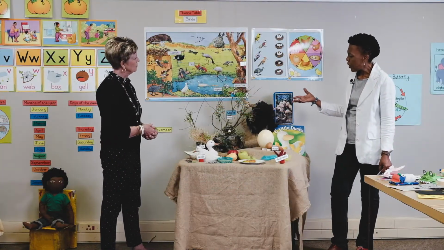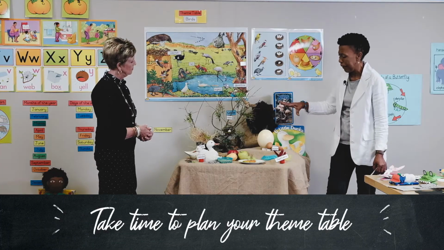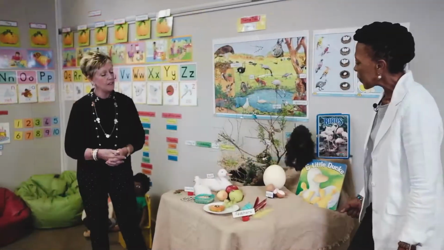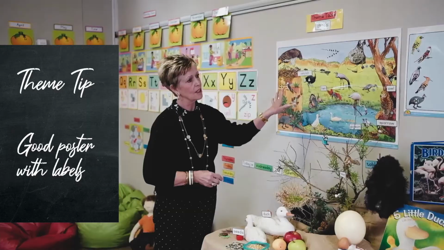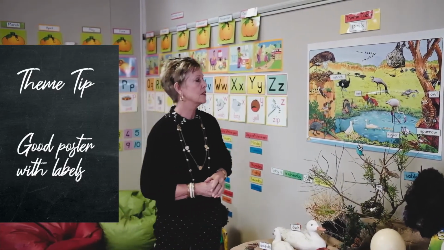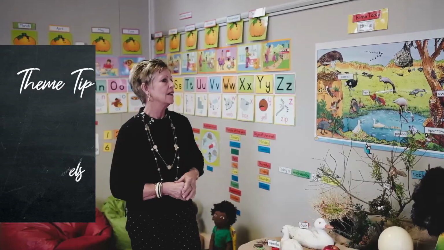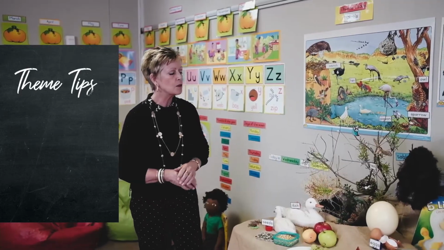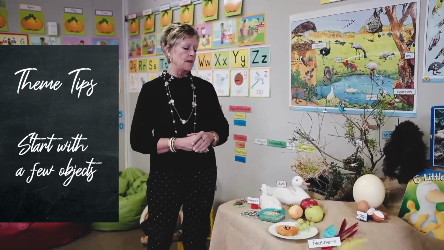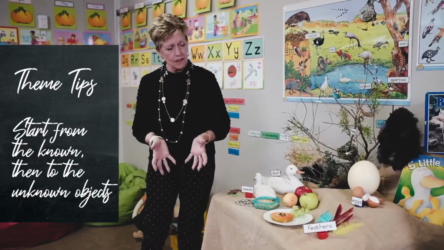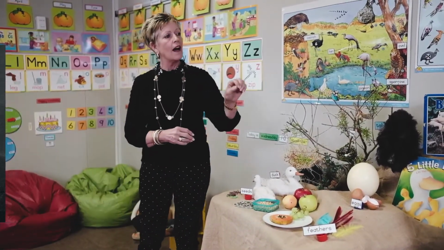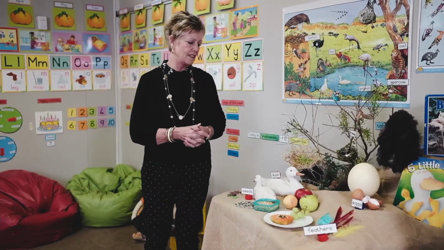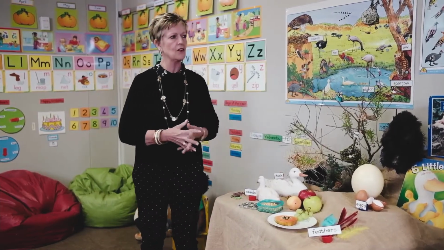I just want to know, I see that the planning here is brilliant. Please tell us how you went about the planning. In the first place, you have to have a good poster with labels for the children to relate to the topic and all the objects that are displayed on the table. We only start with a few objects on the table. We start from the known going to the unknown. Then we add little by little unknown objects to the table for them to relate to and to explore. The main reason is for them to investigate each and every object that's on the table.